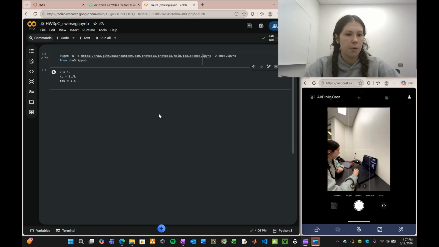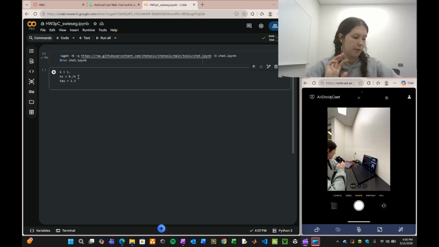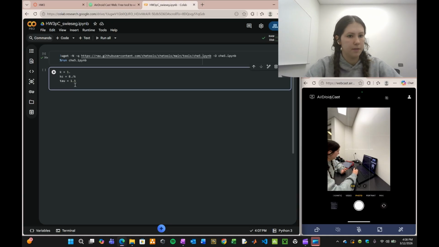All right, so I went ahead and just put in a few values. I set k to 1 and then kc to 8 over k, like we found through the Routh-Hurwitz criteria to be a boundary. And then I've set tau to just 1.5. And so now we need to define the other transfer functions that we have.